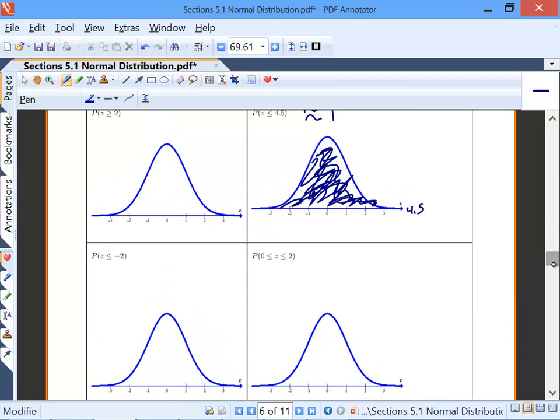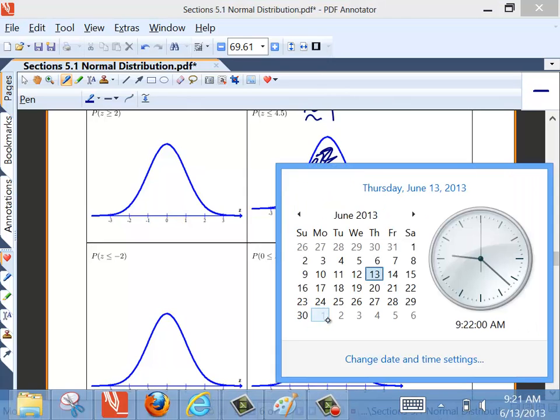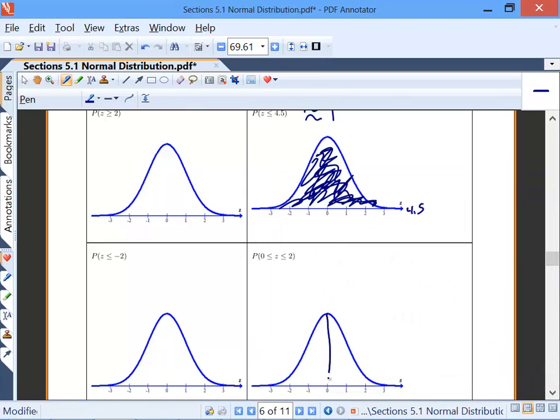So this next one, okay, now we're going to throw something else into it. So now we want the probability that x is between 0 and 2. So here's my 0, here's my 2, and I'm looking for the area in between. Okay, so get creative. There are several different ways you could do this, but what do you want to do to try and find this area?